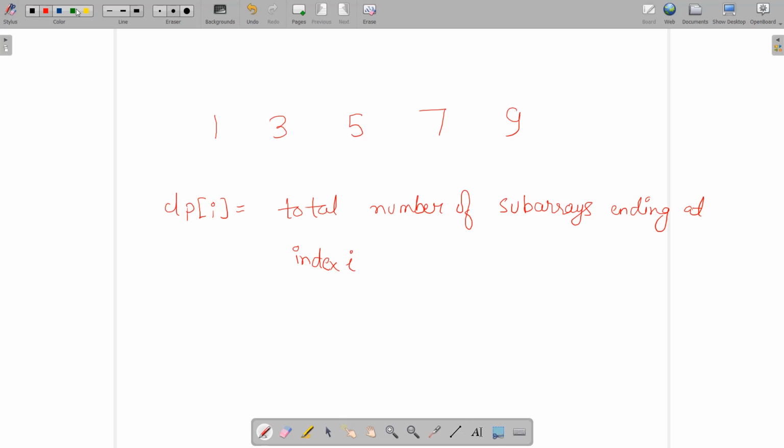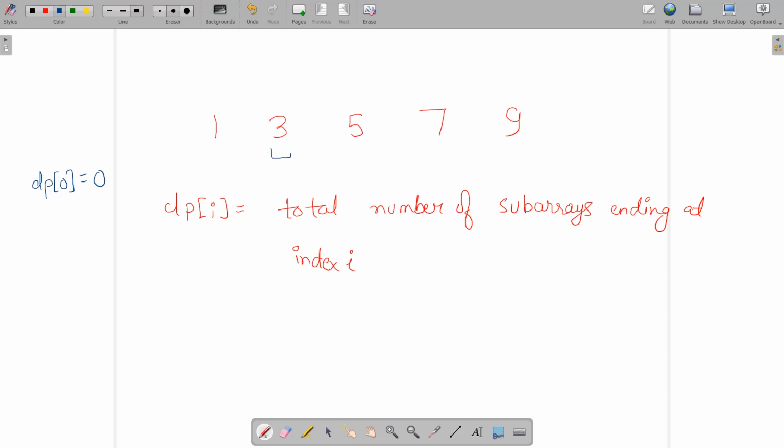So this is the main idea. So if we are done with this one, dp of i is the total number of subarrays ending at the index i. If we are at this position, let me tell you one by one. You can see there is only one length subarray right now. So dp of 0 will be 0. It means that the total number of subarrays ending at this current position is 0.